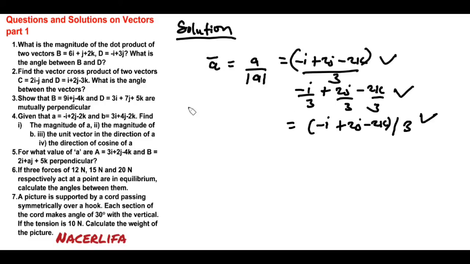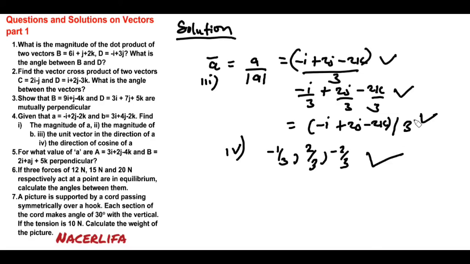So the next question, part IV, says the direction cosines. Given that the unit vector in the direction of a is this, the direction cosines of a are just minus 1 upon 3, 2 upon 3, minus 2 upon 3. So these are the direction cosines of what? a.